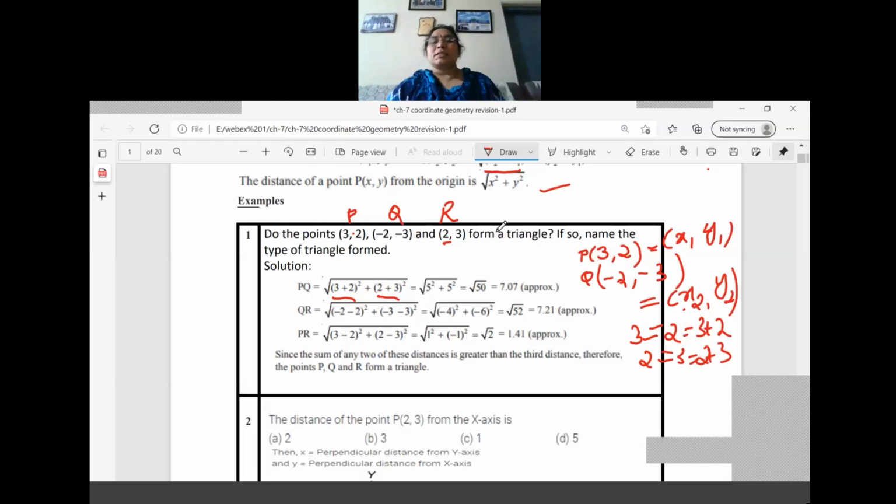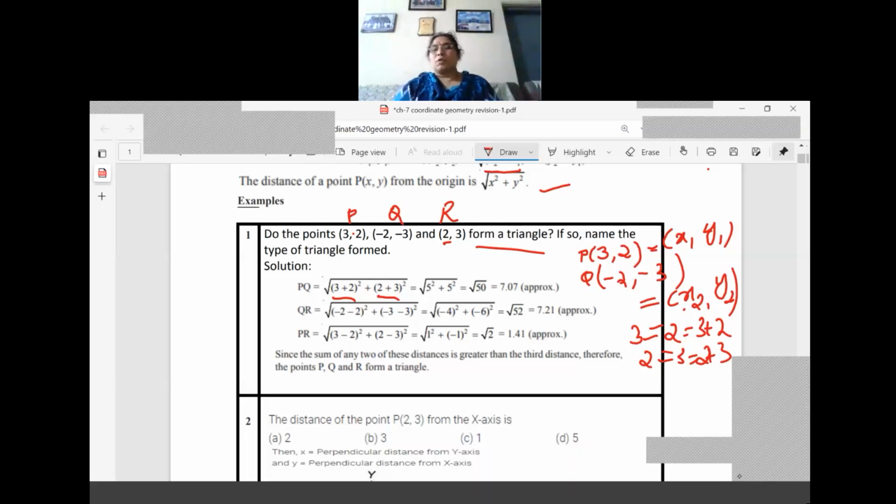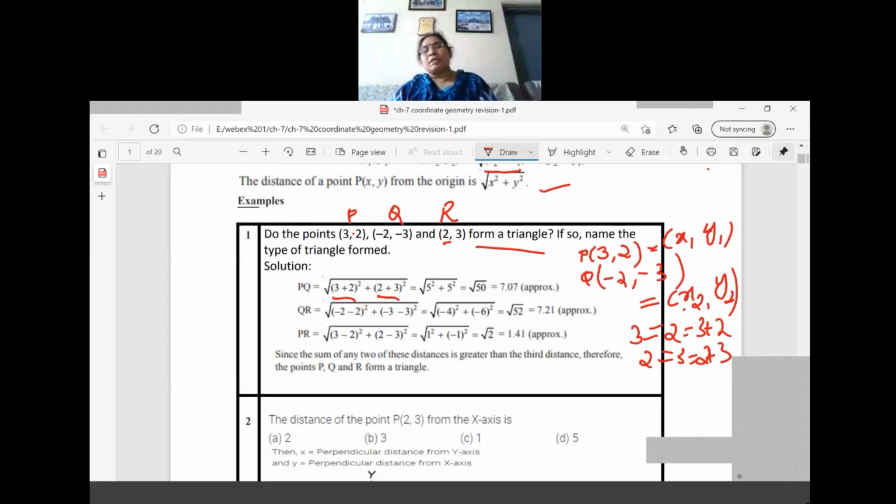Now the question asks whether it forms a triangle. What is the rule for a triangle? The sum of any two sides should be greater than the third side. Everywhere you check using the approximate values given. So 7 plus 7 is 14, and 14 is definitely greater than 1. 7 plus 1 is 8, and 8 is definitely greater than 7.07. Similarly 7 and 1, that is also 8. It is easy to identify with approximate values whether the sum is greater than the third side. So what is the conclusion? PQR form a triangle.